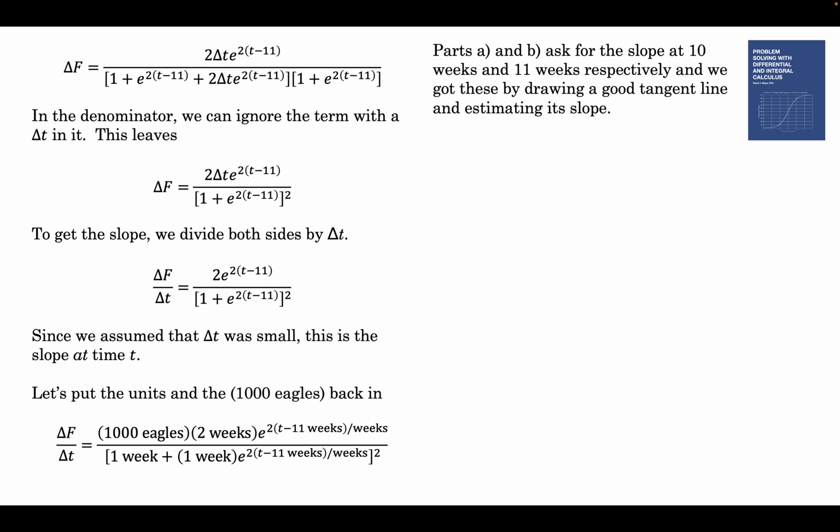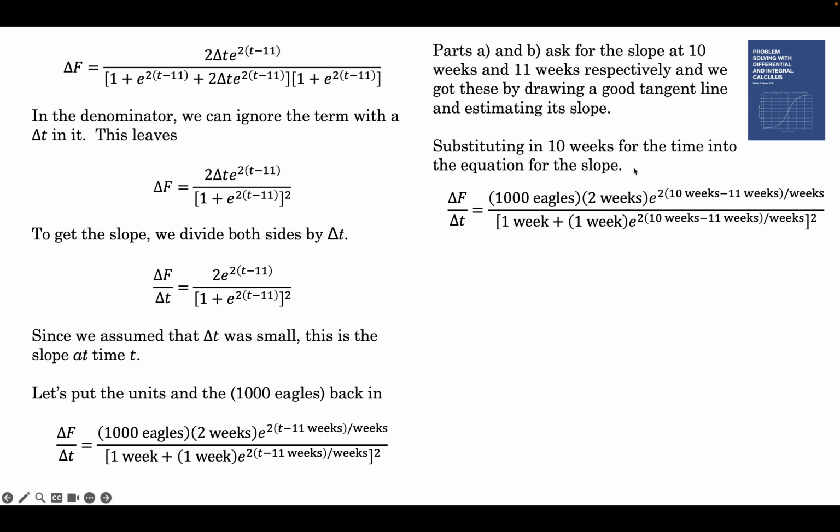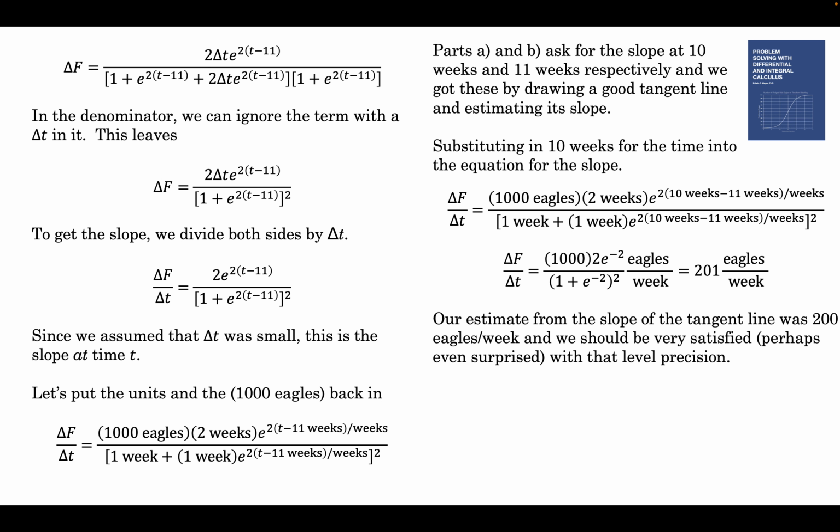And we put all the units back in. So parts A and B of this problem were the slope for 10 and 11 weeks, and we can substitute this in. So 10 weeks minus 11 weeks, that's minus 1. So we have e to the minus 2, 1 over e squared, and then times 2,000 in the top. And we can calculate it, 201, which is about what we got. If you plug in the numbers there, you get 201 eagles per week. We estimated the slope 200, and that's pretty good.